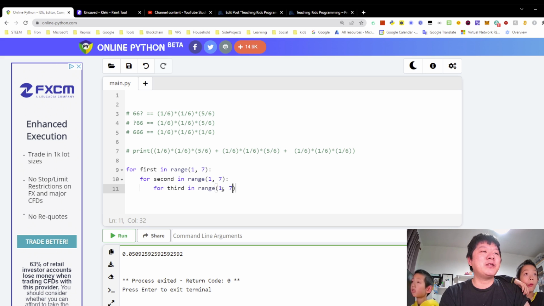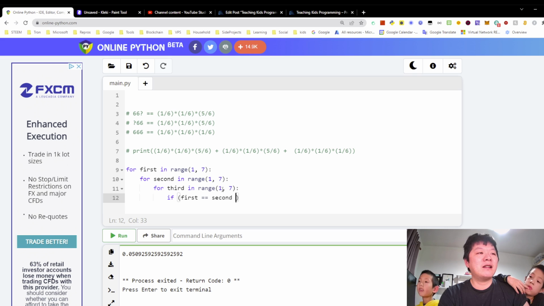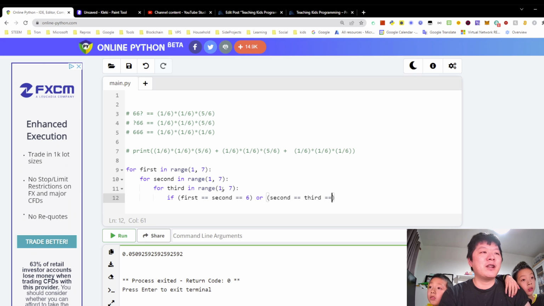Okay, now we just have to check, alright? If first equals second equals 6, or second equals third. I'm not sure, can we write this like that? Okay, so then we have this event, just 2_6 plus equal 1.